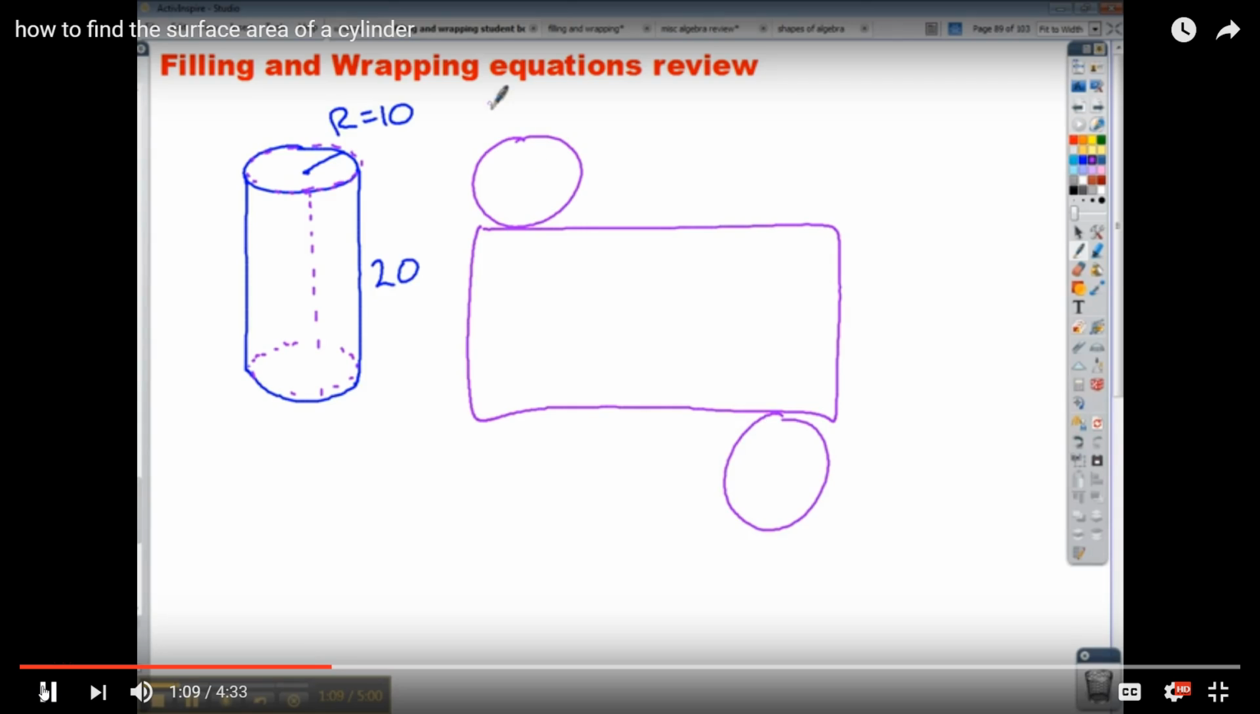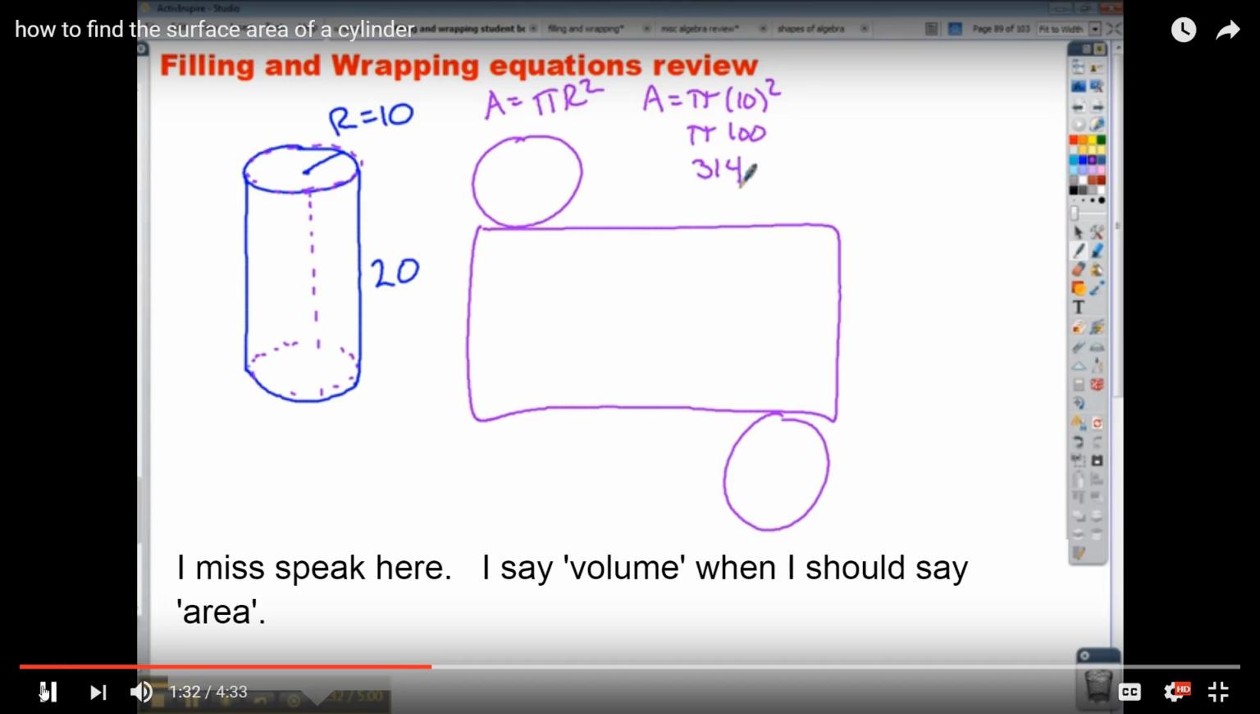To find the area of a circle, it's simply pi r squared. So let's do that with a radius of 10. So we have area is equal to pi times 10 squared. Well, 10 squared is 100, so we have pi times 100. Pi times 100 is simply 314. So I'm going to write that area in my circle. Now the area of the bottom is going to be identical because they are identical circles, so I'm just going to write 314 here as well.